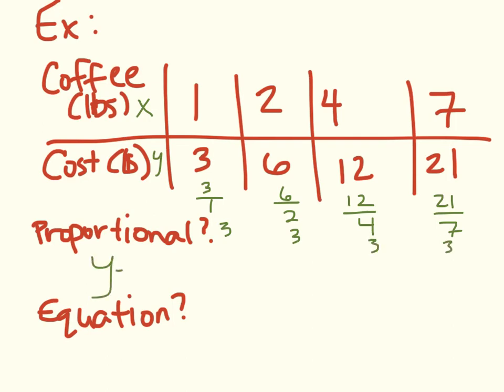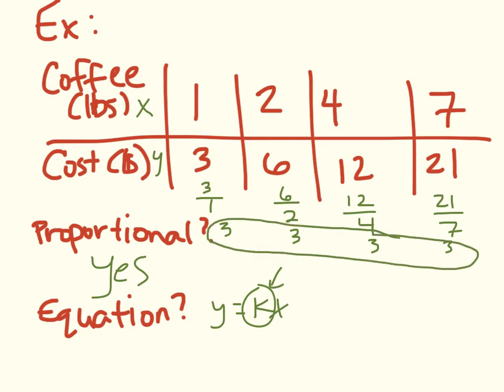So is it proportional or non-proportional? It is proportional. And then I need to write the equation using that constant of proportionality. And so I just use my equation, y equals kx. And this k is where I'm going to plug in my constant of proportionality. This number that I found right here is my constant ratio, or my constant of proportionality. So my equation is y equals 3x.